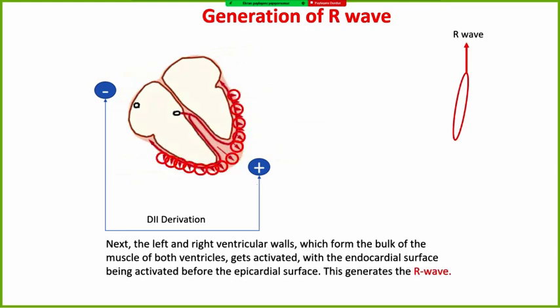And then the electrical activity moves along the Purkinje fibers. And this causes a big net vector towards the positive electrode. And again, don't forget this is a depolarization wave, so therefore we have a big positive wave, and this is called the R wave. This was the P wave, and this is the Q wave, and this is the R wave.